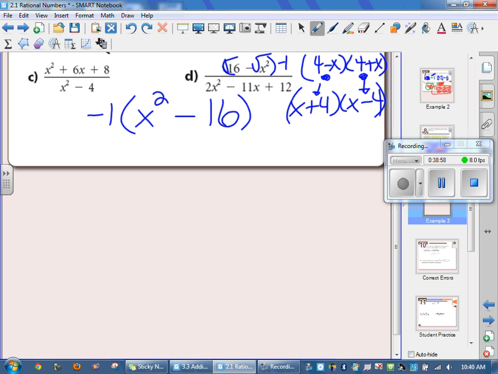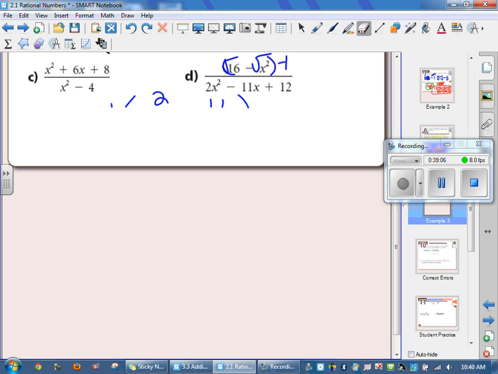All right. Our bottom trinomial has the common factors. I can't divide the 2 out, so I need to just do my diamond method, okay? So I'm going to do the diamond on my top. So I've got 24, a times c, 2 times 12, and my bottom is a -11. So I need something that multiplies to 24 and adds to -11.